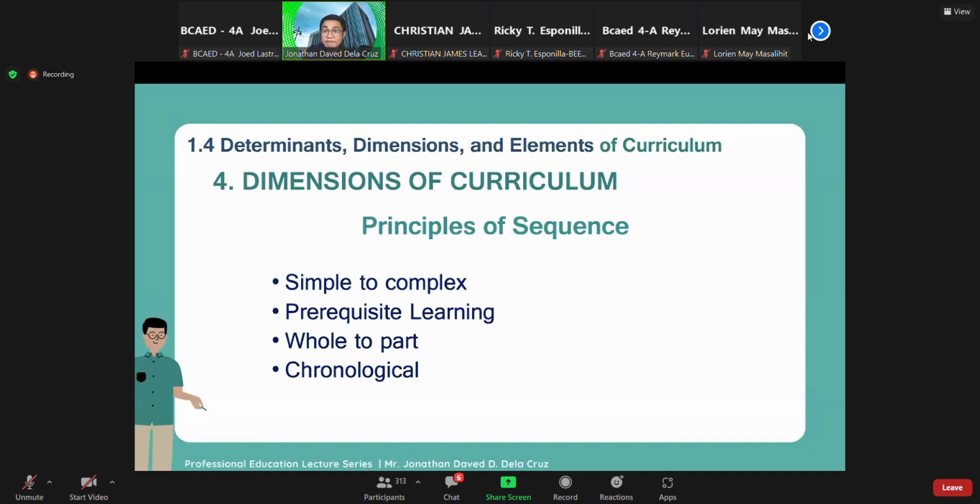Pero sa integrated science ngayon sa K-12, apart from simple to complex, prerequisite learning pa yan. Ito yung mga subjects na kailangan may pre-requisite muna yung first subject before yung second one. Sa K-12, we have Gen Chem 1, Gen Chem 2, Physics 1, Physics 2 sa STEM, di ba? Yung mga ganon. Whole to part approach, and of course chronological naman kapag ito ay timeline or history yung discussion natin. So again, madami pang principles of sequencing sa curriculum natin.